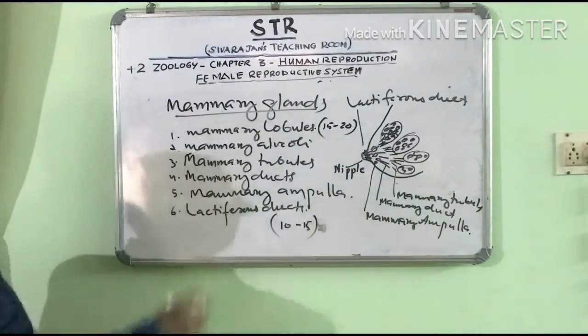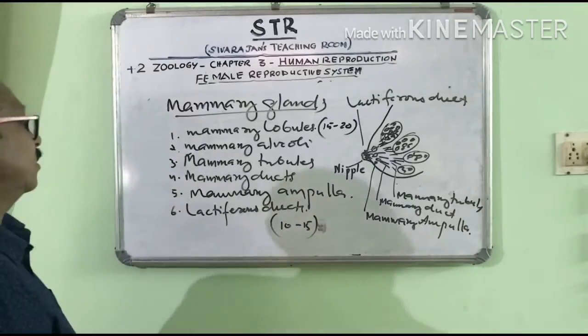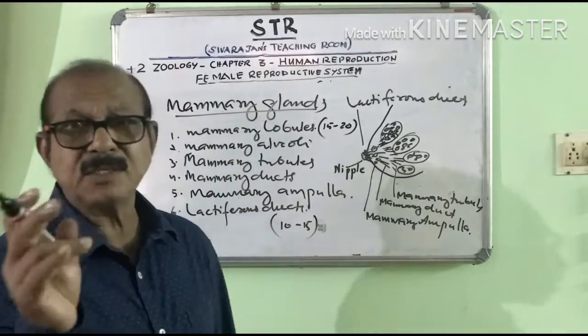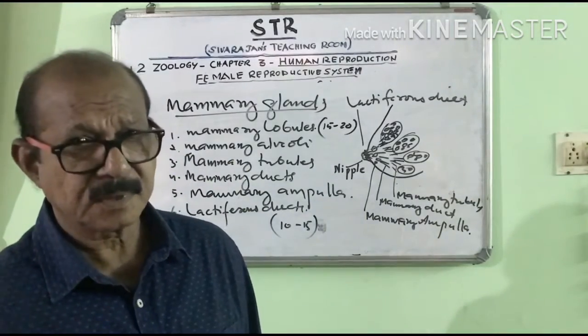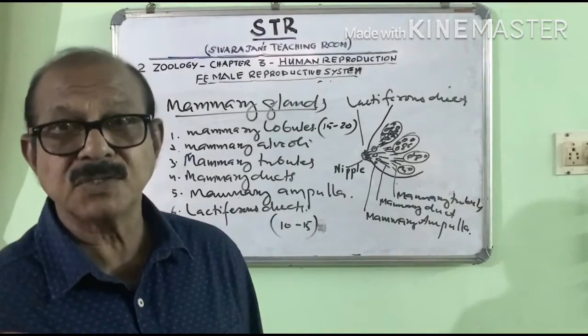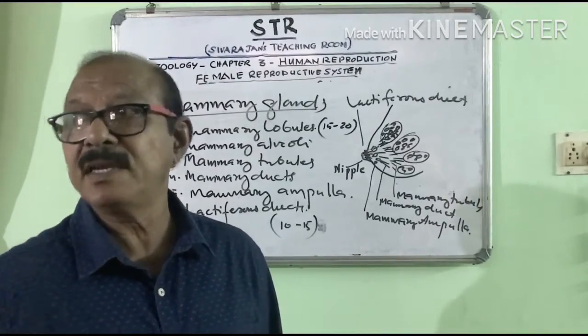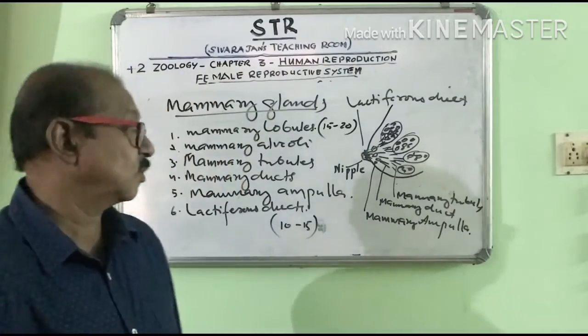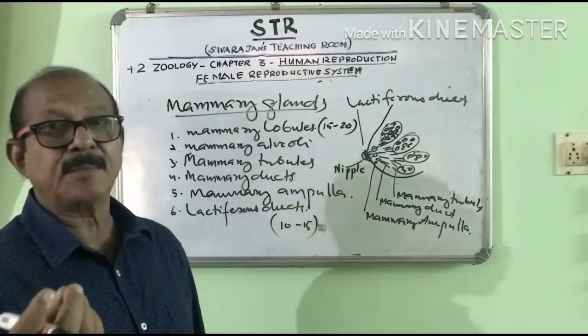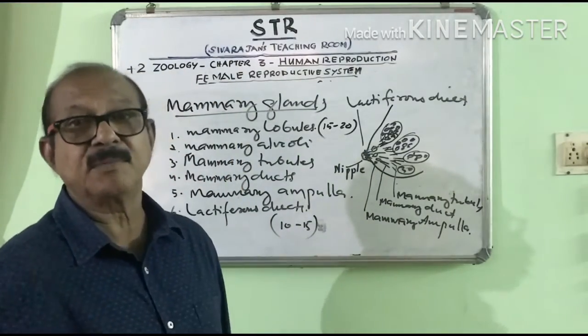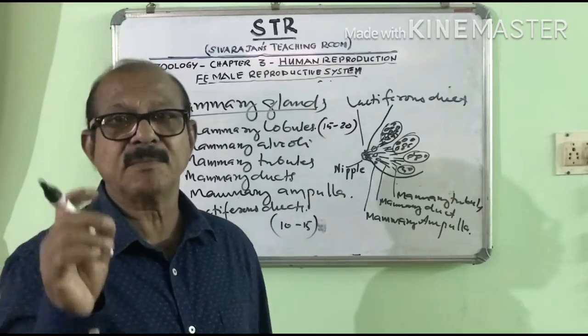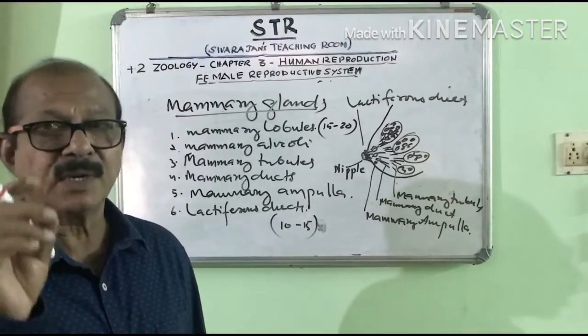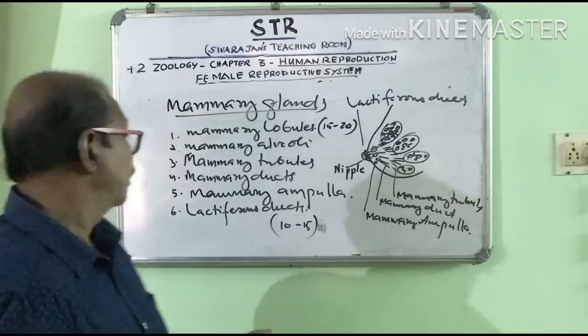So this is the structure of the mammary glands, and the mammary glands have got nothing to do with reproduction, but they are very important because they take care of the baby. So for the care of the baby, mammary glands play a very important role, because for the first 6 to 7 months, mother's milk is the only food for the baby.